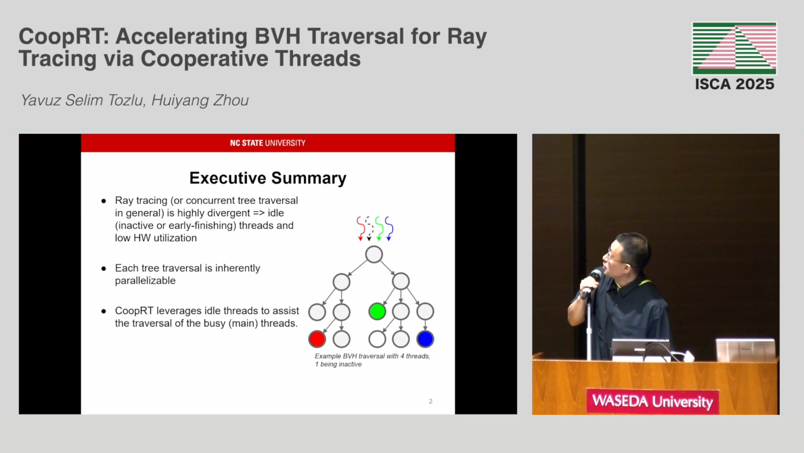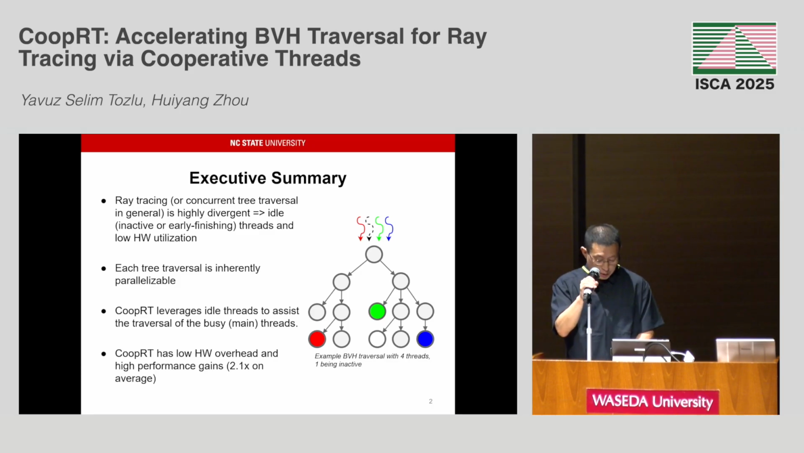How about we use those idle threads to help with these busy threads, such that the overall latency can be reduced and the overall hardware utilization rate can be improved? What we show in our paper is that this idea leads to low hardware overhead and a significant speedup. Now let's get into a little more detail on ray tracing, because that's the workload we evaluated in our work.